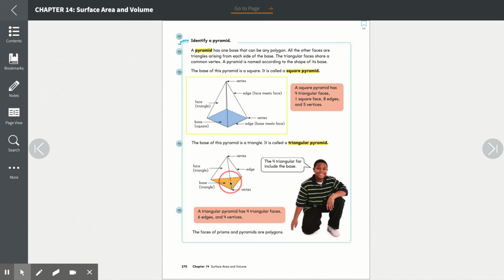The base of this pyramid is a triangle. It's called a triangular pyramid. So the 4 triangular faces far include the base. I don't know. They have some sort of a typo here. But they have 4 triangular faces, including the base. So there's 3 sides, and then there's the bottom. So there's 4 triangles in it. A triangular pyramid has 4 triangular faces, 6 edges, and 4 vertices. So it meets at the 3 corners of the bottom triangle and at the vertex at the top.